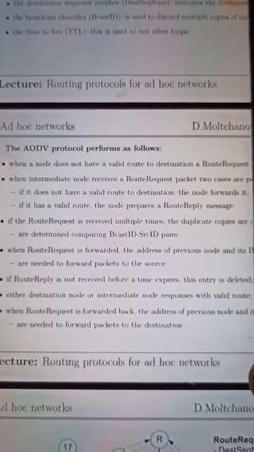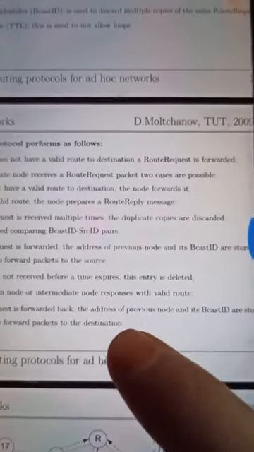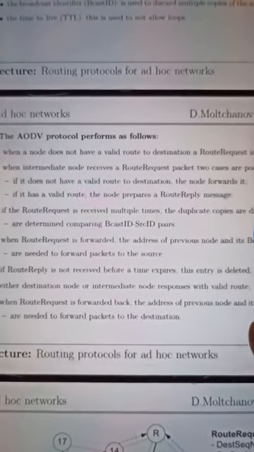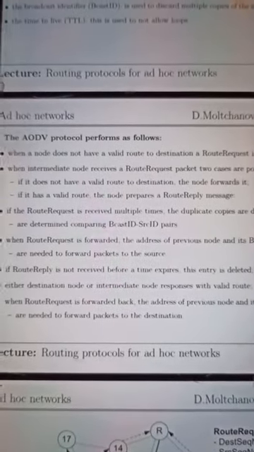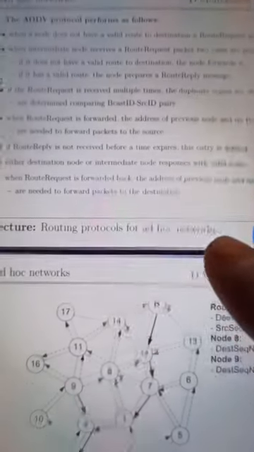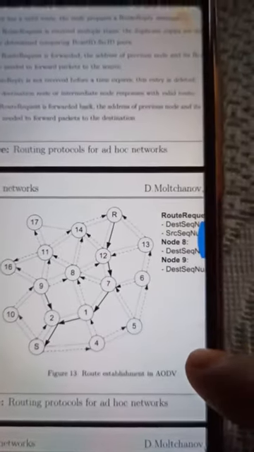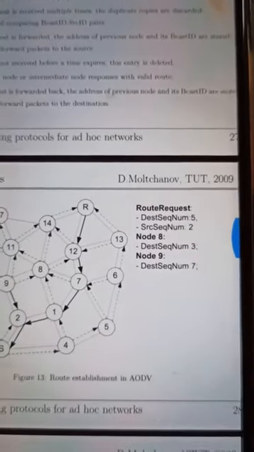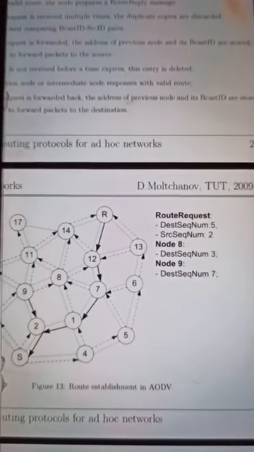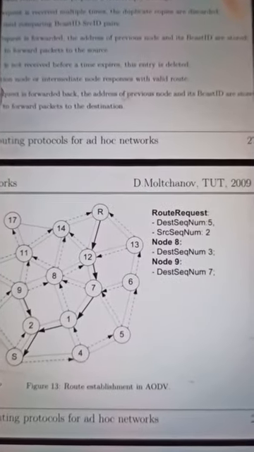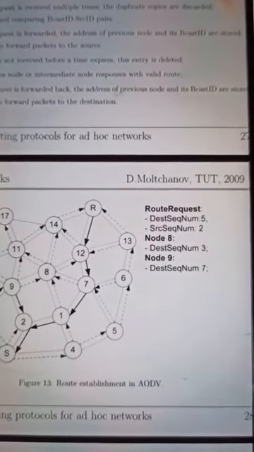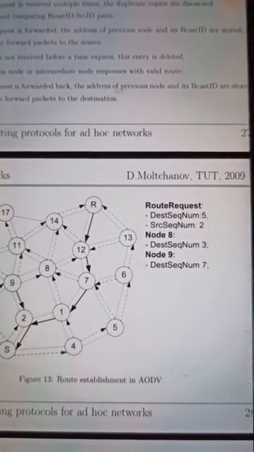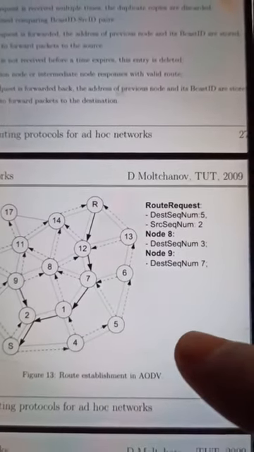When the route reply is forwarded back, the address of the previous node and its broadcast ID are stored, which are needed to forward packets to the destination. So here is an example of the AODV protocol. Here this is the route request: destination sequence number is 5, source sequence number is 2. At node 8 the destination sequence number is 3, and at node 9 the destination sequence number is 7.